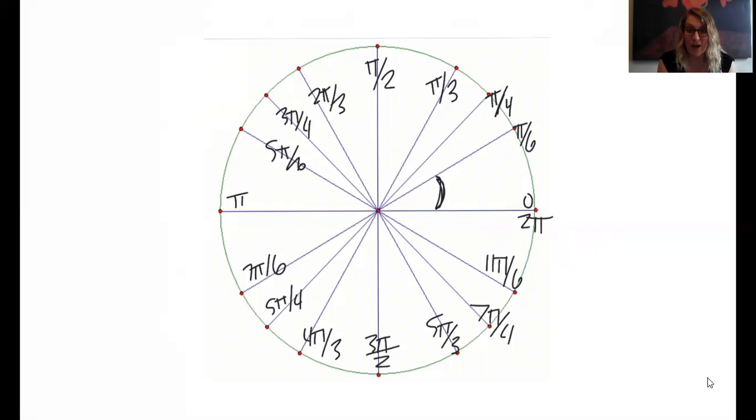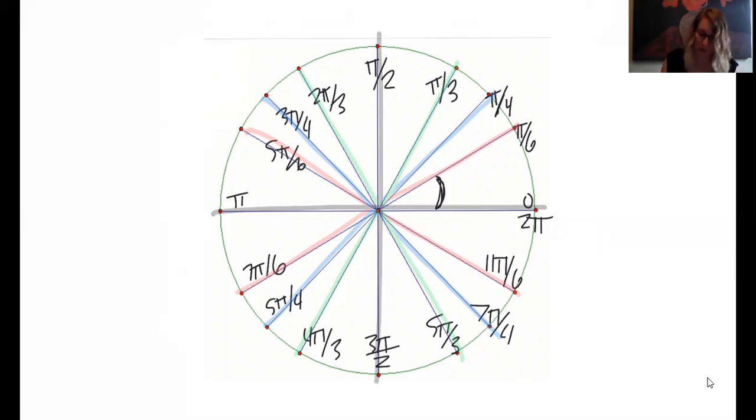Now, I do want to point out a couple of patterns to you. So hopefully you've noticed that there's a pattern about the denominators. Do you notice that these ones that I'm highlighting in red, they all have a 6 in the denominator? And these ones that I'm highlighting in blue all have a 4 in the denominator. These green ones have a 3 in the denominator. And then these that I'm doing in gray have 2s in the denominator, but of course the pi and the 2 pi are reduced.